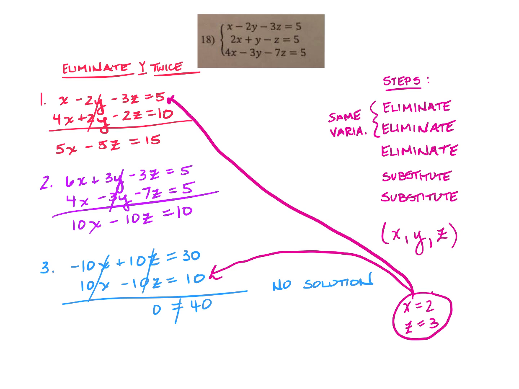And again, which variable you eliminate to get started is entirely up to you. I chose y because the middle one had a +1y, and it was easy to just multiply that middle equation by 2 and use the top equation, and then by 3 and use the bottom equation.